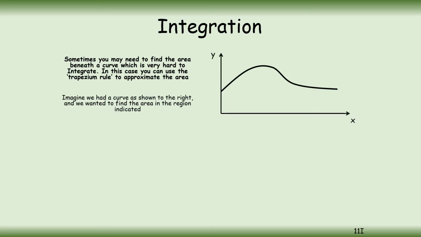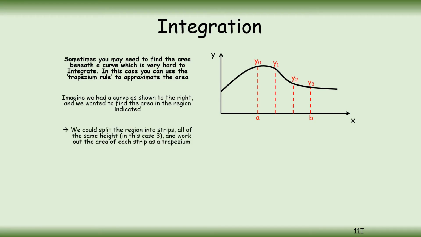Suppose we have a curve that looks something like this, and we're interested in finding the area between A and B. We could split up the area into certain sections, and we have to make sure that each strip is of the same length, and we'll call that length h. And if I connect up each of the strips with a line, I should get a set of trapezia. Hence the name, the trapezium rule.